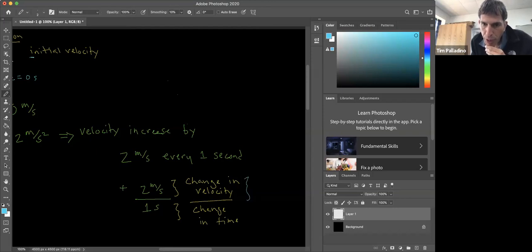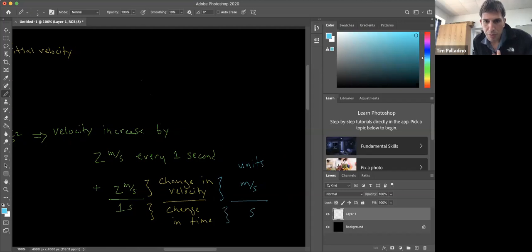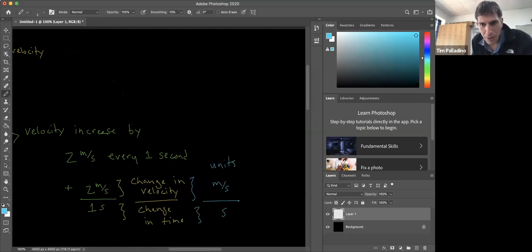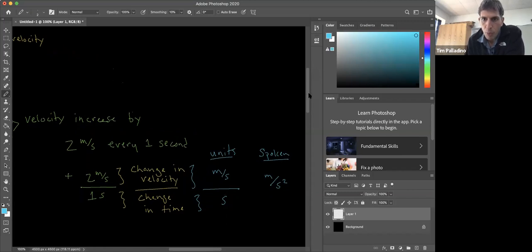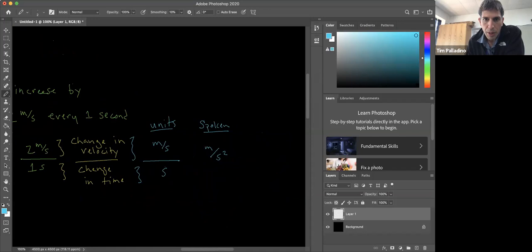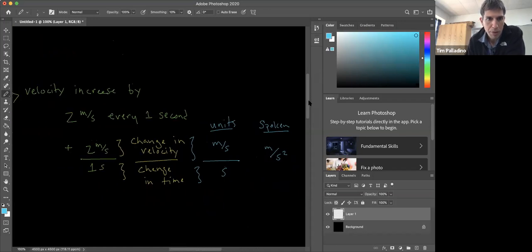So this part right here, change in velocity, the units are meters per second. And per, this division sign, whenever you see it, reads "per", in this case, second. So instead of saying meters per second, spoken it's like meters per second squared, okay? We'll get used to the units, but to really develop an understanding of what this all means, we really need to talk about units, and we'll do that a lot as we go.